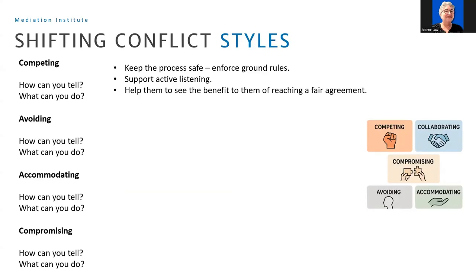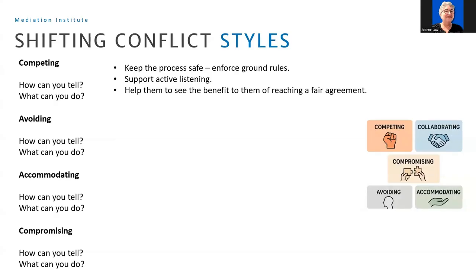Sometimes when people are competing, they can become quite unpleasant or even abusive, so it's important that we keep the process safe, we enforce ground rules, we support active listening, so we may need to teach them and show them and require them to listen to what's being said to them. We need to help them to see the benefits for them to reach a fair agreement. So they're really focused on their own needs, and so we need to frame it in terms of the benefit for them, allowing the other person to also get what they need, to express, to hear them, and to negotiate for their own needs.